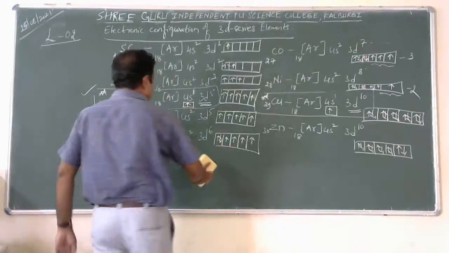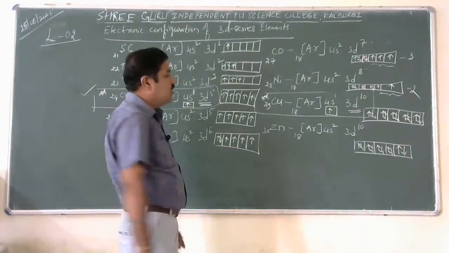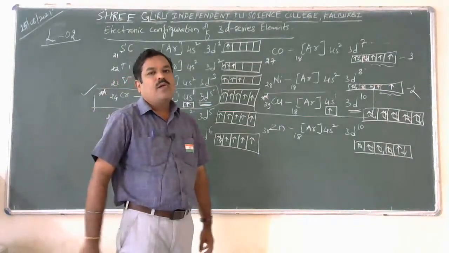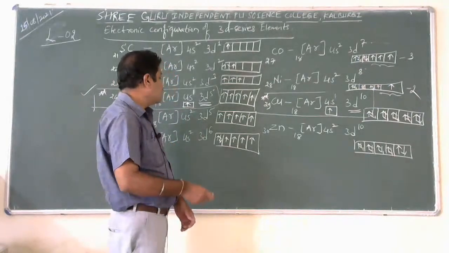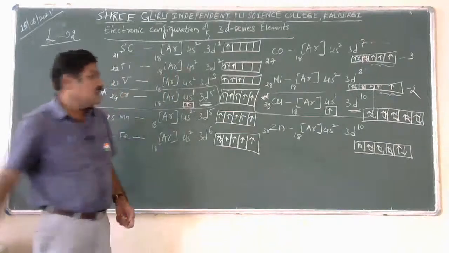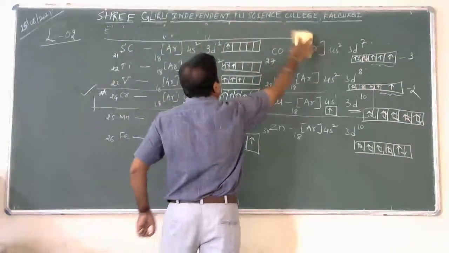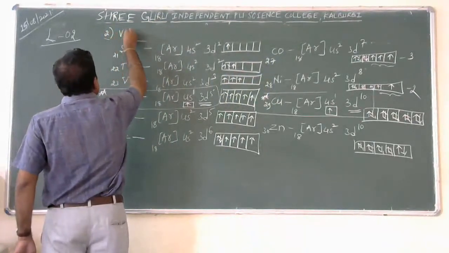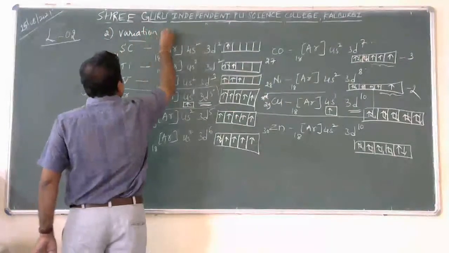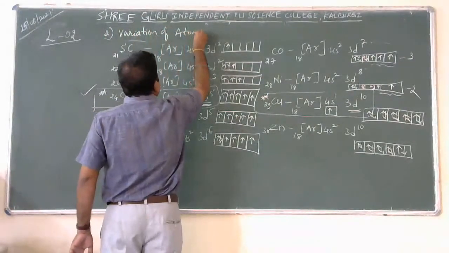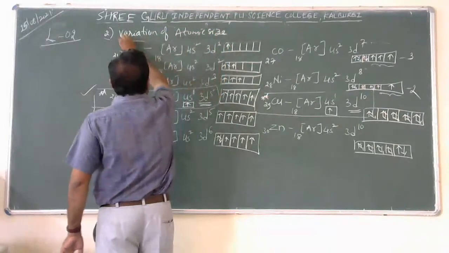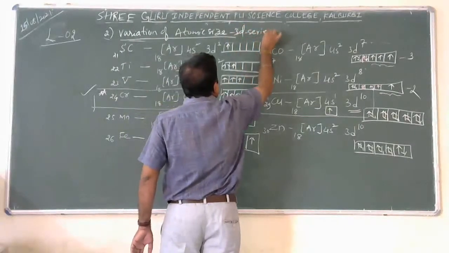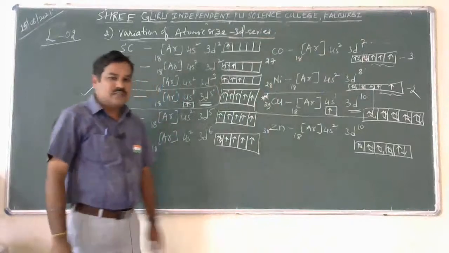Without skipping this, now I will tell you regarding the second property. The first property, electronic configuration, is over. Now, students, I will come to the next, second property, after electronic configuration: size. Atomic size, variation of atomic size, especially of the 3d series elements.